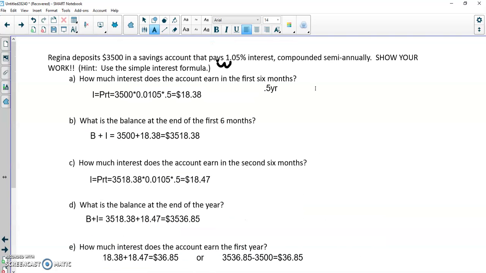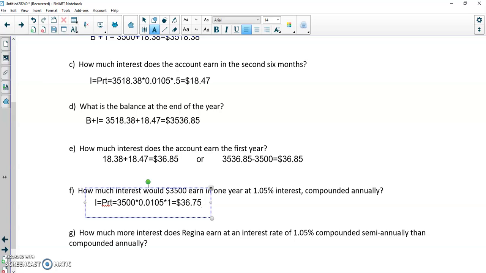So if I compound semi-annually at the end of the year, I'll have $3,536.85. If I compound annually, I'll have, just interest-wise, $36.75. Which means at the end of the year, I would have $3,536.75. So how much more interest does Regina earn at an interest rate compounded semi-annually than annually? Compare the two interests that she earns. Semi-annually, she earned $36.85. Annually, she earned $36.75.